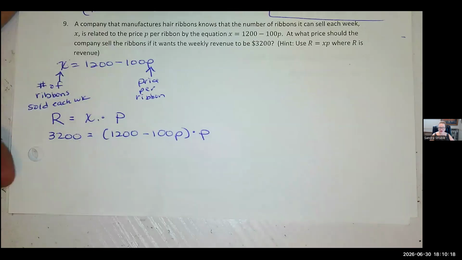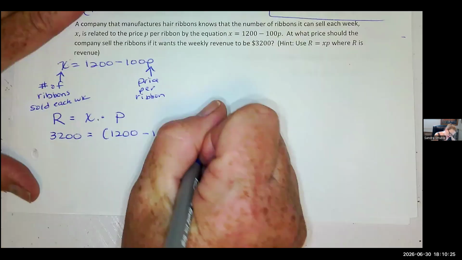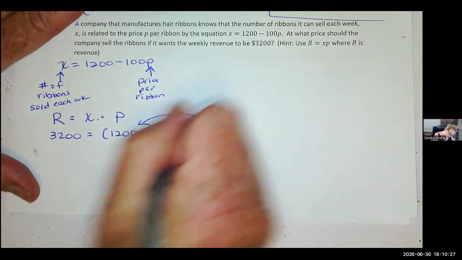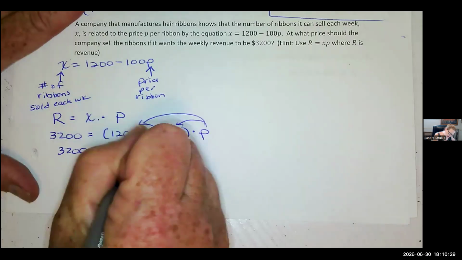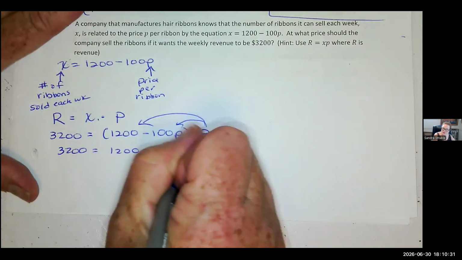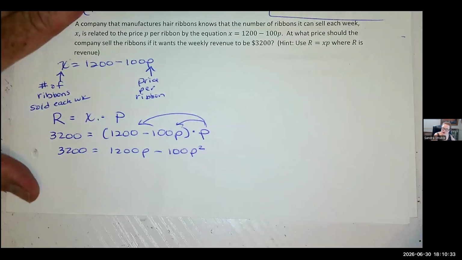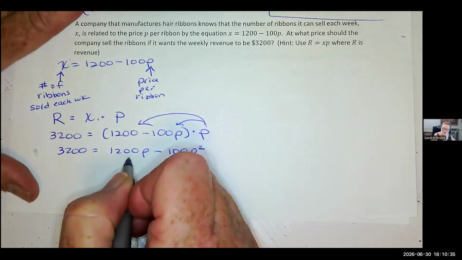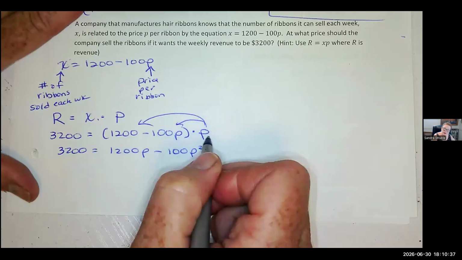First thing I have to do is distribute that P over that binomial. P times each of these. So 3,200 is equal to 1,200P minus 100P squared. 1,200 times P is 1,200P. Negative 100P times P is negative 100P squared. Our P squared is negative.